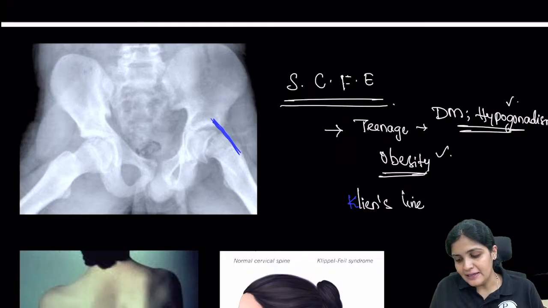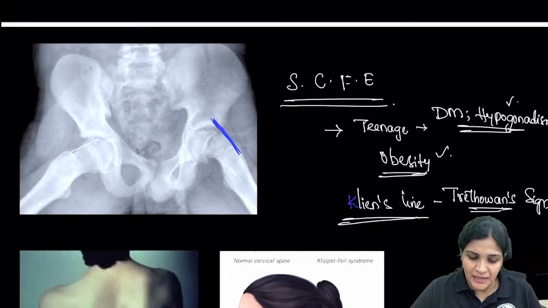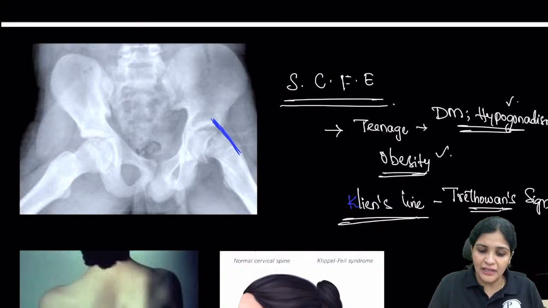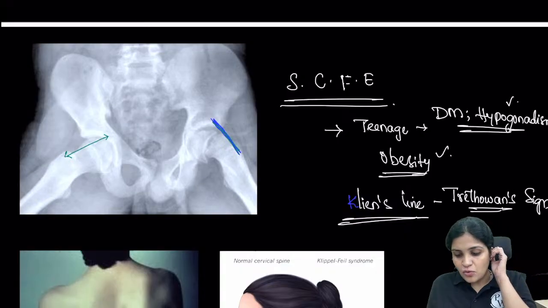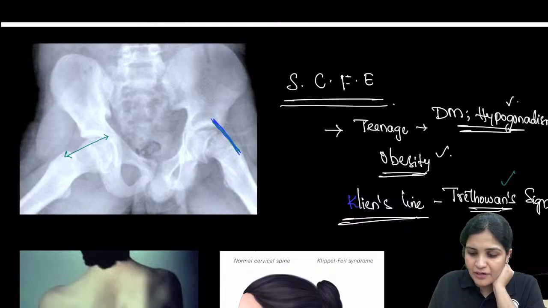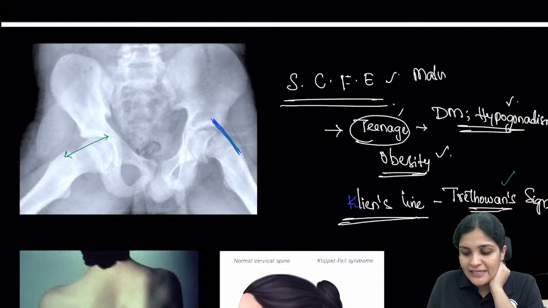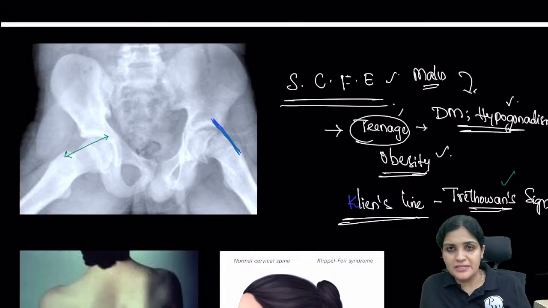Klein's line, right? And what is the sign? Trethowan's sign. That means you draw a line along the lateral aspect, and it should pass through the epiphysis. But here, if you see, when you draw a line, it is not cutting the epiphysis. So this is called Klein's line and this is Trethowan's sign. That is the importance of SCFE. You have to remember, usually seen in teenagers, especially males who are obese and suffering from other endocrinopathies. Okay guys?